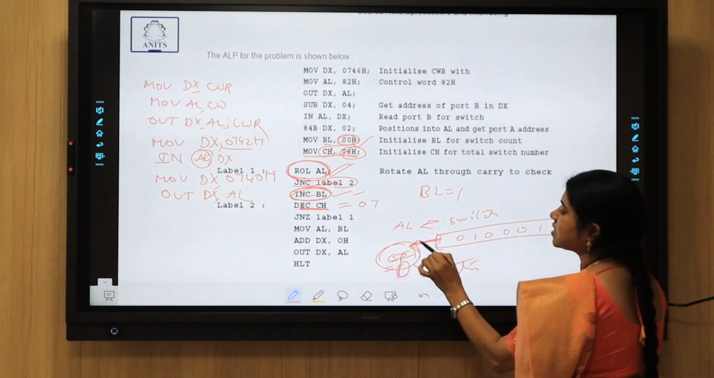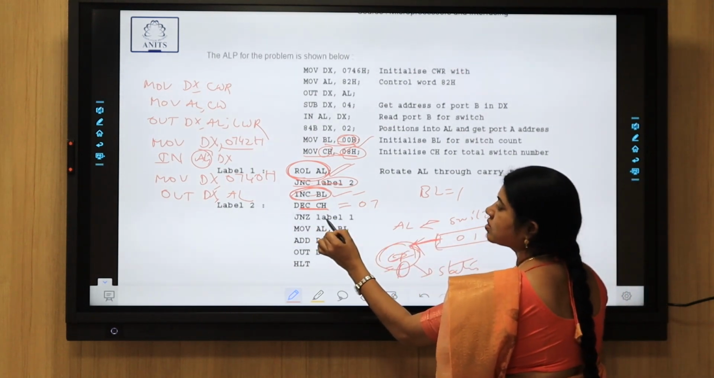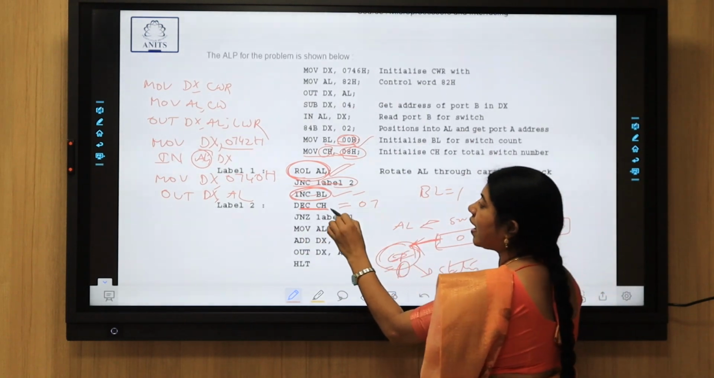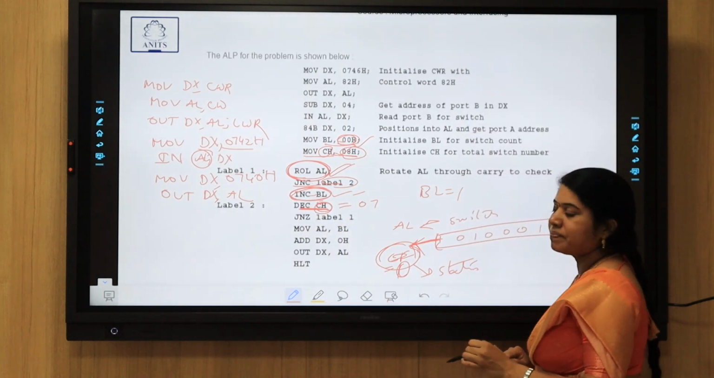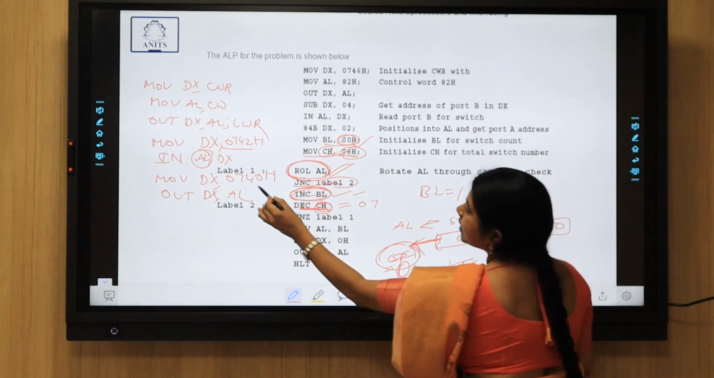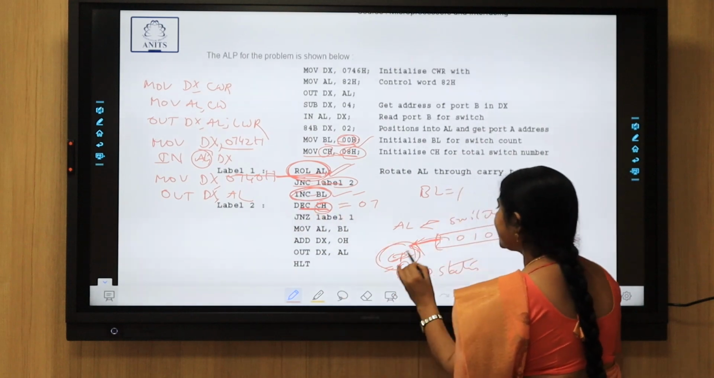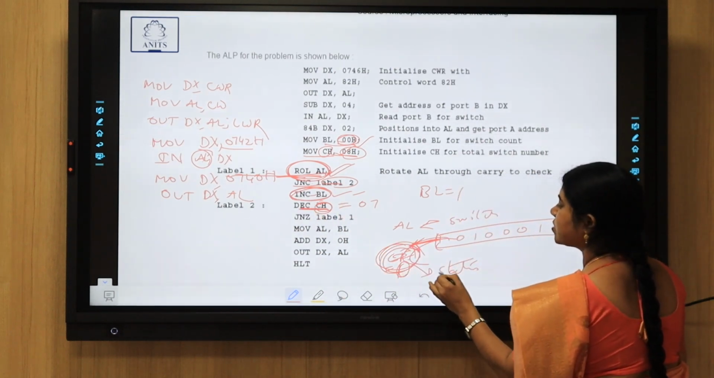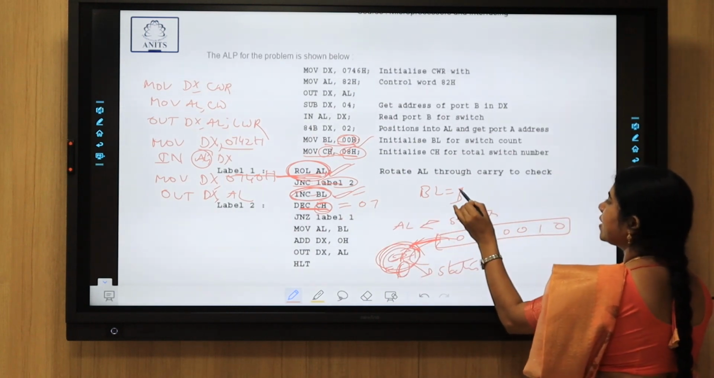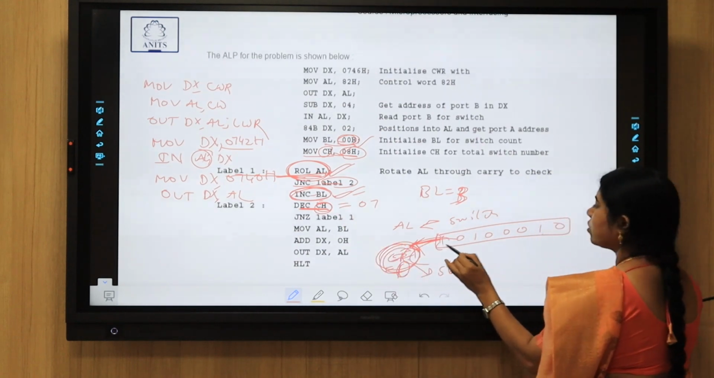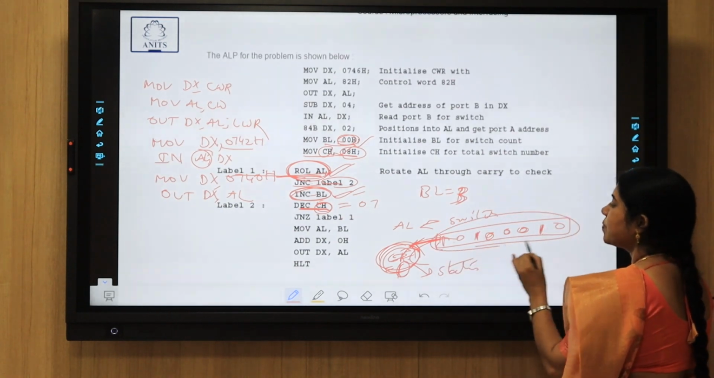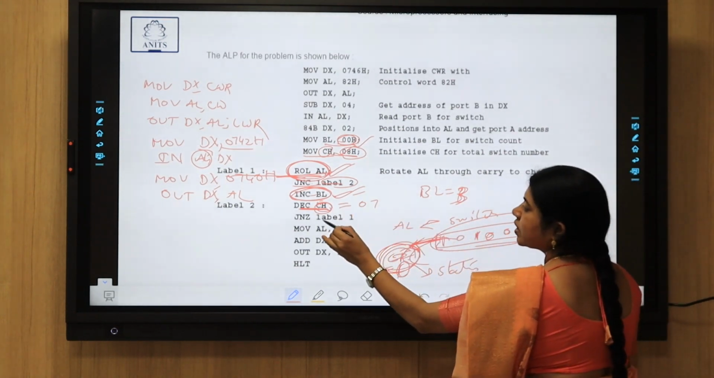For example, it checks the first bit. If the CH is not 0, yes, we have to write this condition, because this operation is to be repeated until all the 8 switches are checked. So if it is not 0, again it has to go to label 1. Then again it has to rotate left, and the carry flag will be checked. If the carry flag is 1, the BL count will be increased. How many times will BL be increased? 3 times. When all 8 switches are checked, how many on switches are there? 3 switches. So once this count is 0, it comes down.